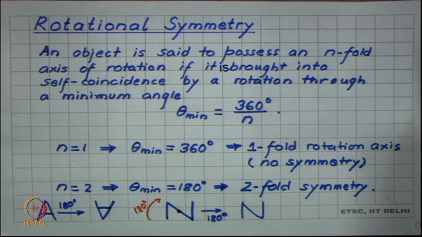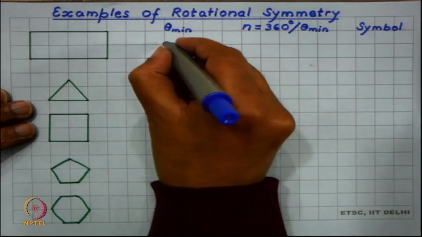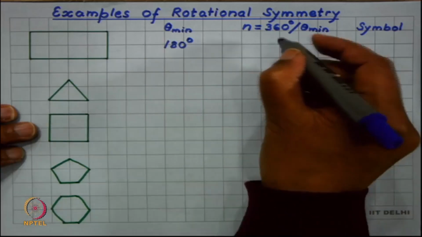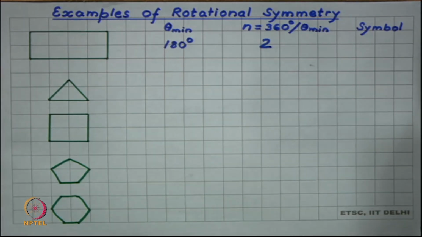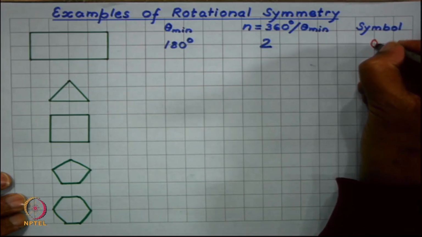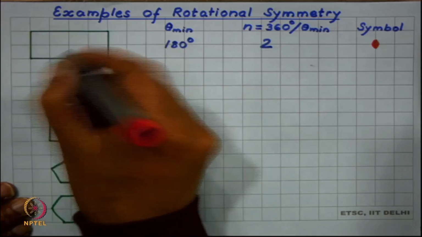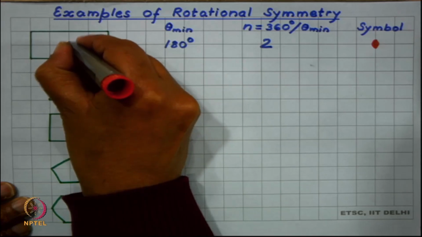Let us illustrate this rotational symmetry by examples of some two-dimensional figures. So, here I have a rectangle. Rectangle, if I rotate by 180 degree, it will come into self coincidence. So, 360 by 180 will be 2. So, it is a two-fold axis of symmetry, and crystallographers use a small lens symbol to represent this two-fold symmetry. And to indicate that this rectangle has a two-fold symmetry passing through its center, I put this little lens here at the center.